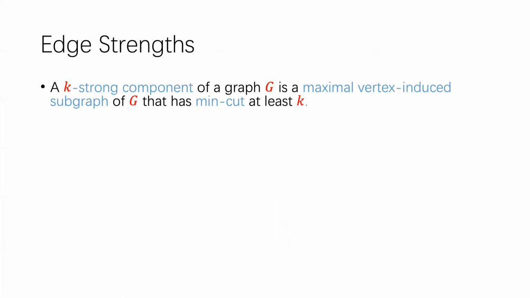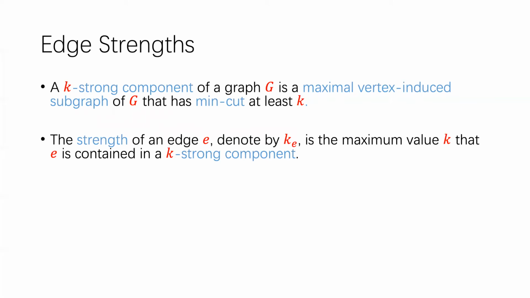We first review the definition of edge strengths. A k-strong component of a graph G is a maximal vertex-induced subgraph of G that has minimum cut size at least k. The strength of an edge e, denoted by k_e, is the maximum value k such that e is contained in a k-strong component. It is a well-known result that the sum of weight over strength over all edges is at most n-1 for any graph.